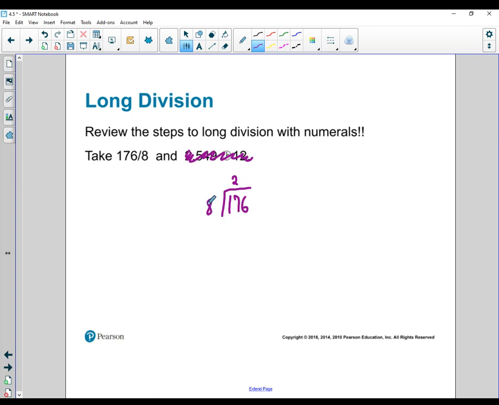Then you do 8 times 2, so 2 eighths is 16, right? So we're going to subtract that. 7 minus 6 is 1, bring the 6 down. And now, how many times does 8 go into 16? 2 times. And then 2 times 8, or 2 eighths is 16. And so our remainder is 0. We don't have a remainder. So 176 divided by 8 equals 22. Hopefully that maybe jogs some memory there.